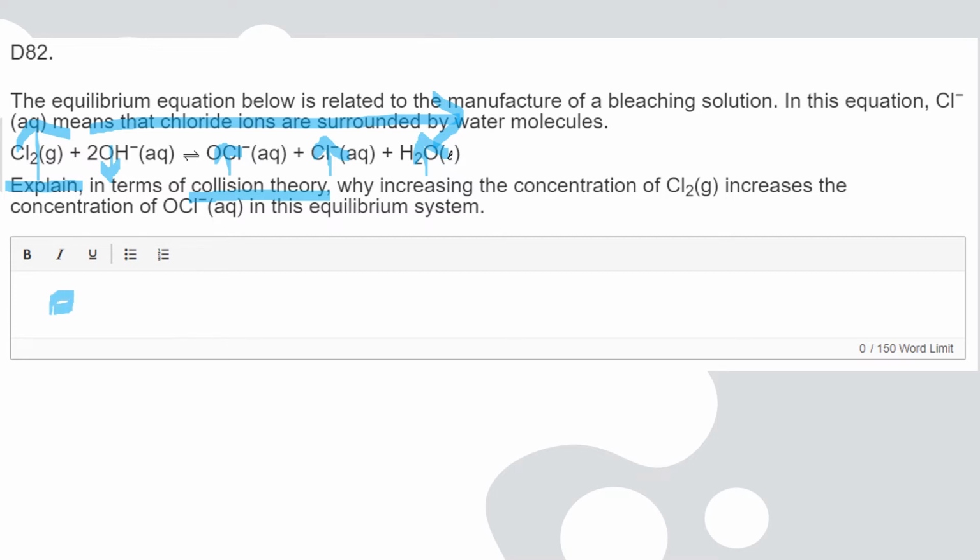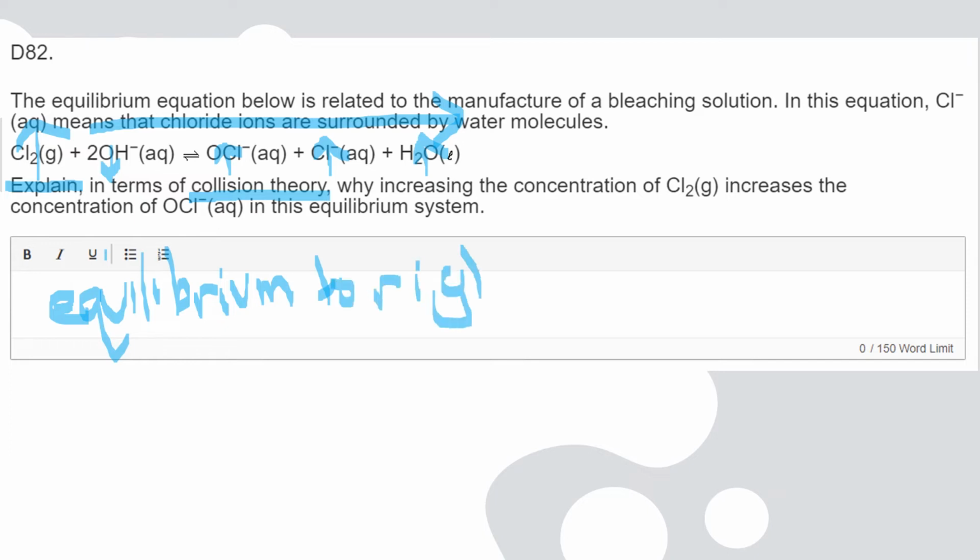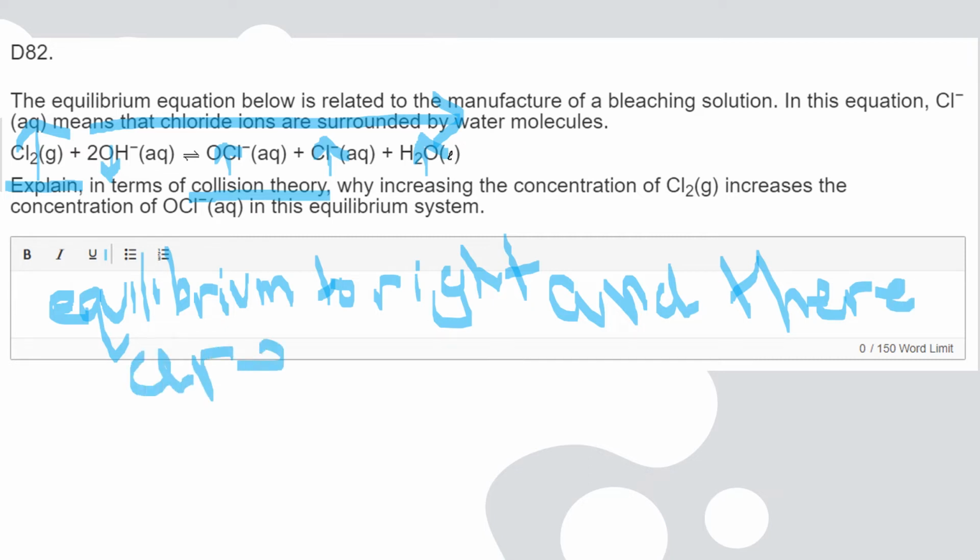Because the equilibrium shifts which way? Shifts to the right. And there are, but see, I have to talk about collision theory, right? And there are more collisions. So I could have a perfectly wonderful answer, and if I don't talk about collisions, my answer is wrong.